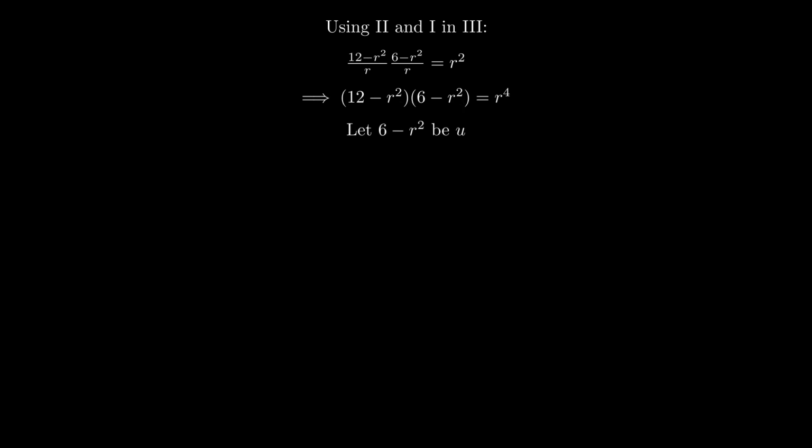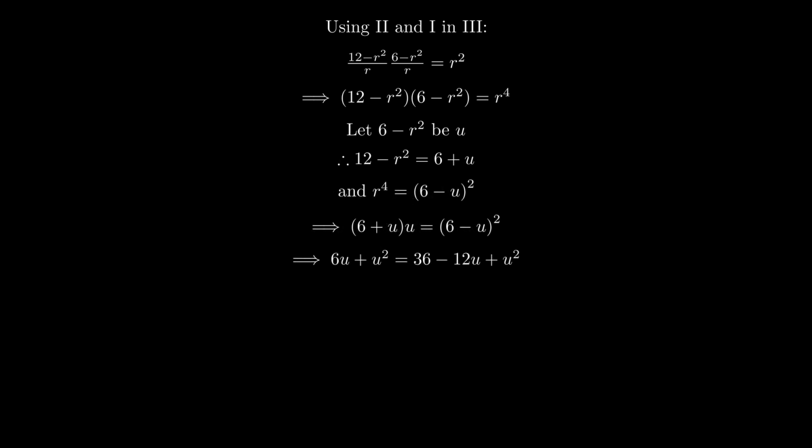The last thing to do is to substitute the value of A and B in equation Roman 3. We get that 12 minus R square whole over R times 6 minus R square whole over R is equal to R square. We can multiply the R's in the denominators and transpose them to the other side to get that 12 minus R square times 6 minus R square is equal to R to the power 4. Here the trick is to substitute 6 minus R square with u. Therefore the equation becomes 6u plus u square is equal to 36 minus 12u plus u square. This easily solves to give us that u is equal to 2.